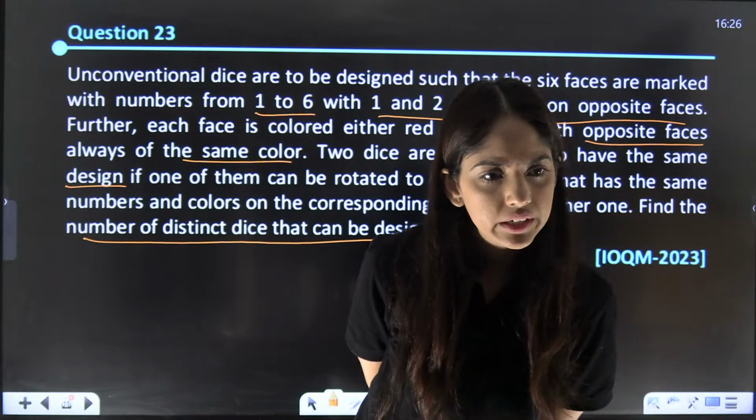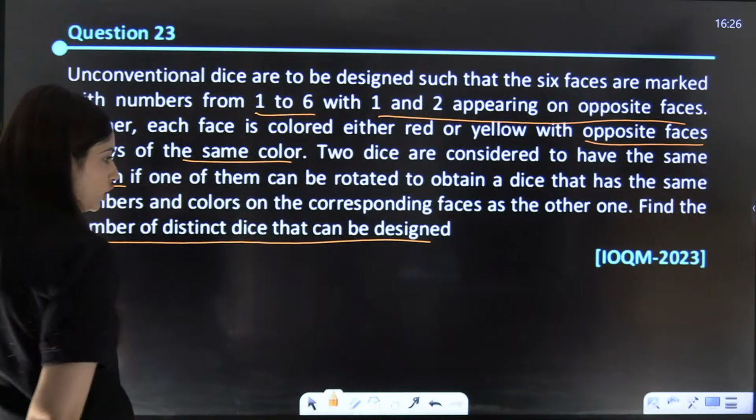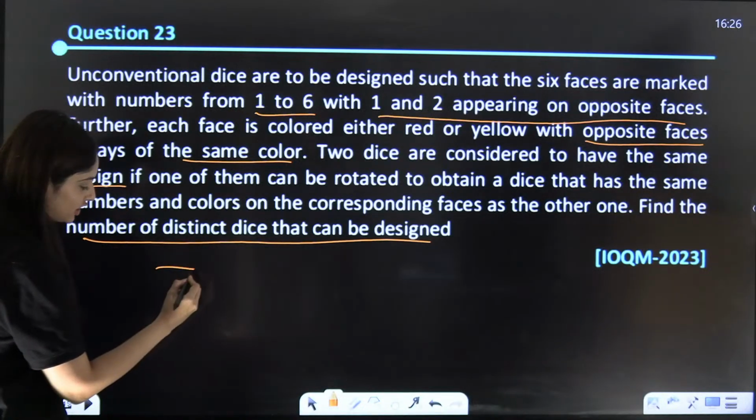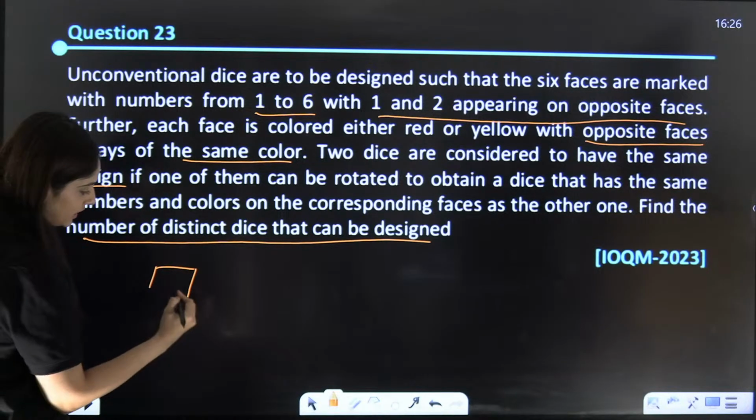Okay, 48 is the right answer. Very good. Let's see how we can actually approach this problem. So let's make a dice.